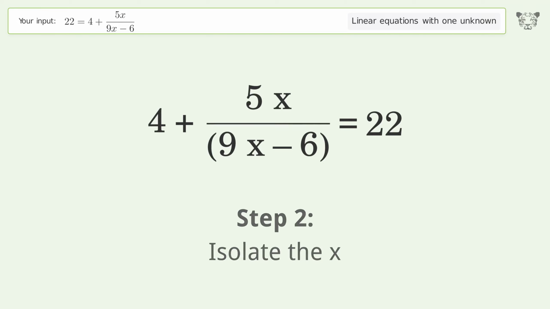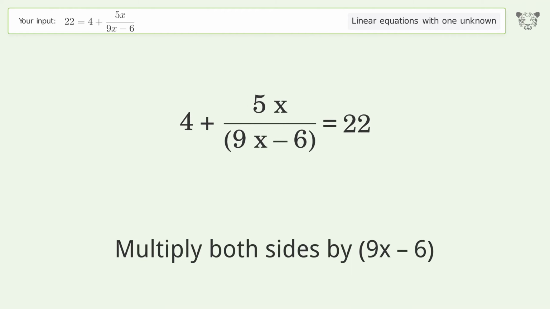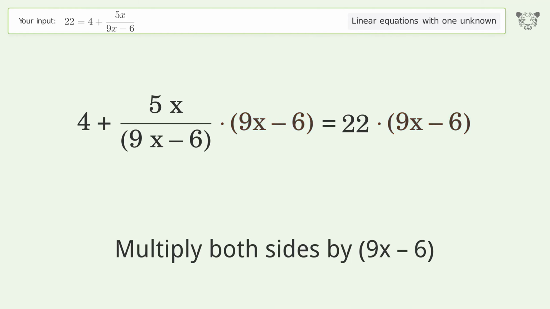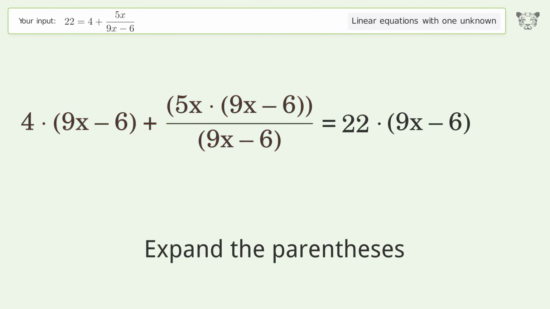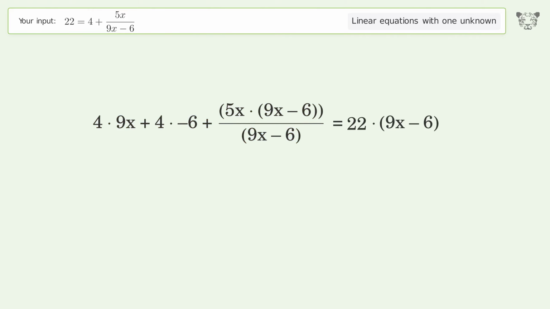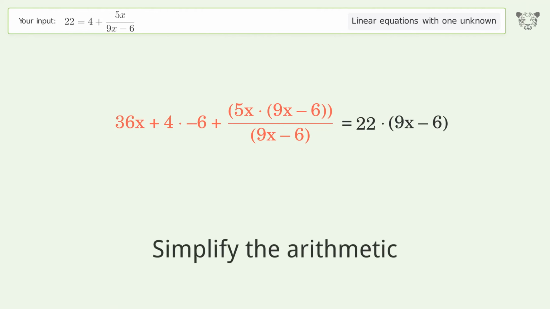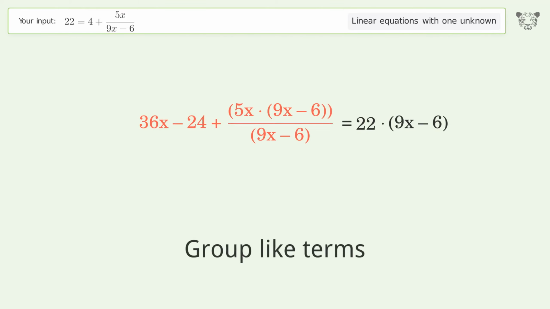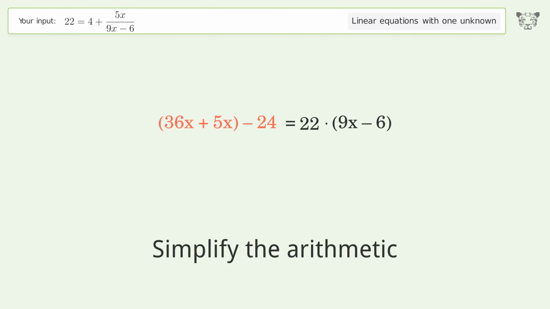Isolate the x. Multiply both sides by 9x-6. Expand the parentheses. Multiply the coefficients. Simplify the arithmetic. Group like terms. Simplify the arithmetic.